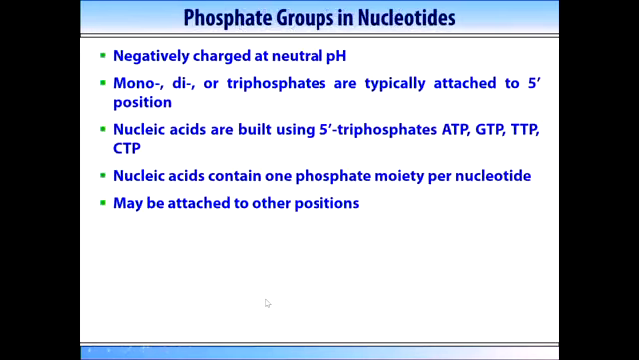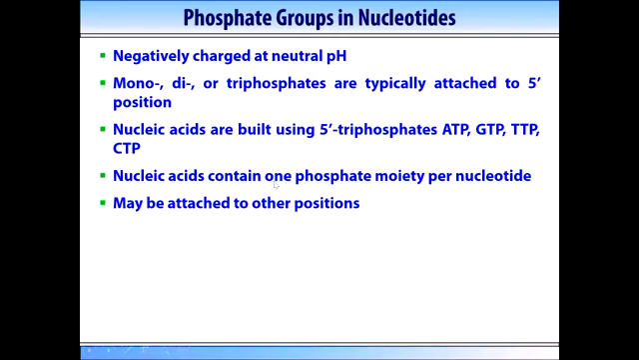Okay. And just a couple of words about the phosphates. So the phosphates are negatively charged at neutral pH, and they can be either mono, di, or triphosphate variants of the nucleotides, which are typically attached to the 5' position. So nucleic acids are built using the 5' triphosphates, so either ATP, GTP, TTP, or CTP.